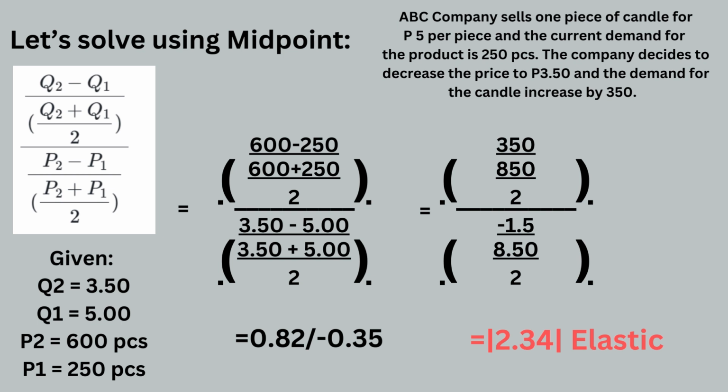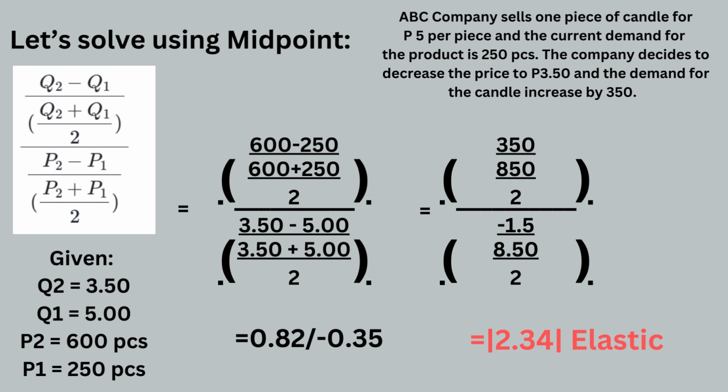Okay, let's start using the midpoint formula. The formula is Q2 minus Q1 over (Q2 plus Q1) over 2. The letter Q stands for quantity and the P stands for the price. It is called the midpoint formula because we need to get the average for the denominator of the quantity and for the denominator of the price. Q1 is the initial quantity and P1 is the initial price. Q2 is the final quantity and P2 is the final price.